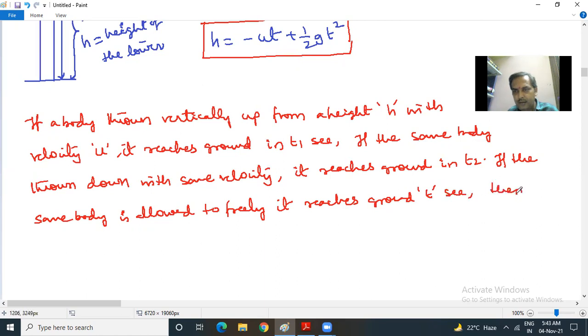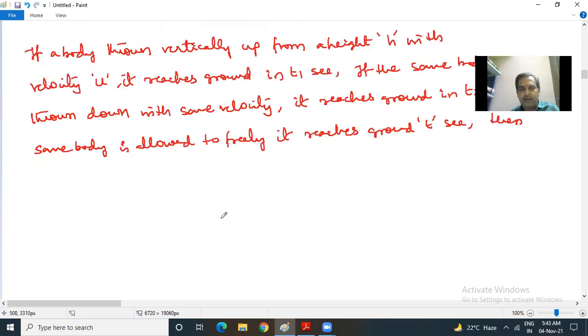Then, so there are three equations here. Let us discuss one by one. First, let me understand the sentence with the help of a diagram. So this is the tower. Tower is having a height h.